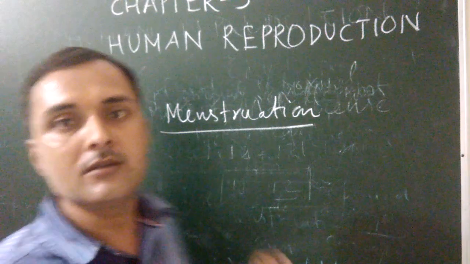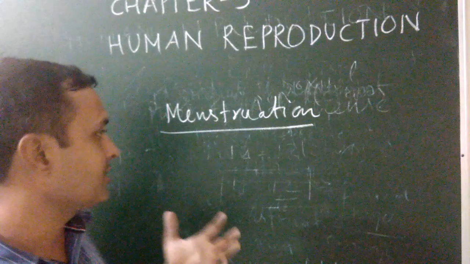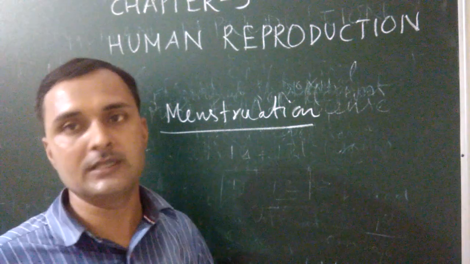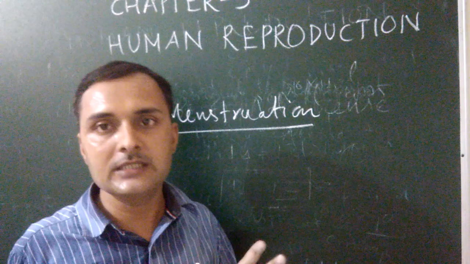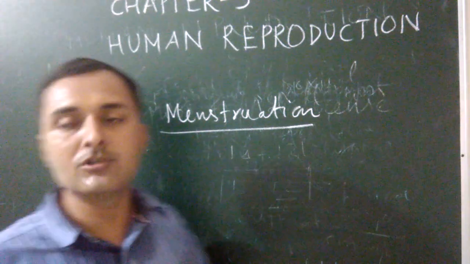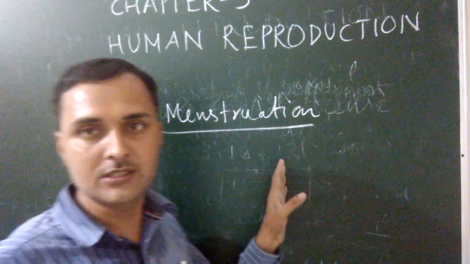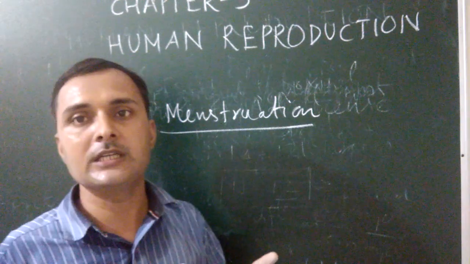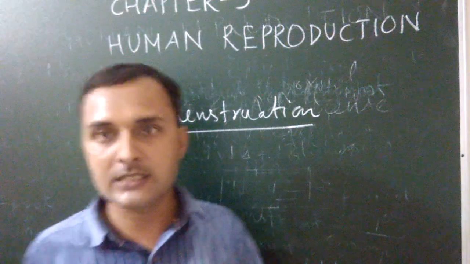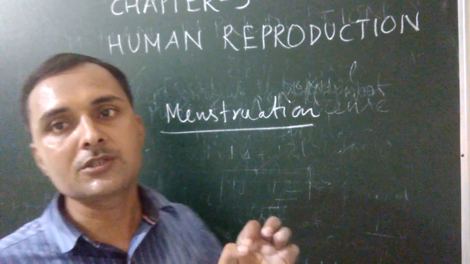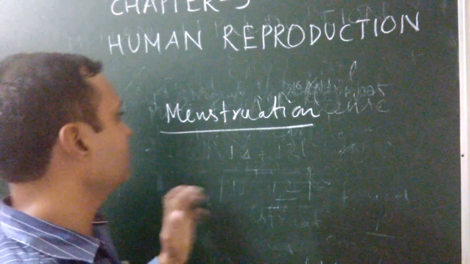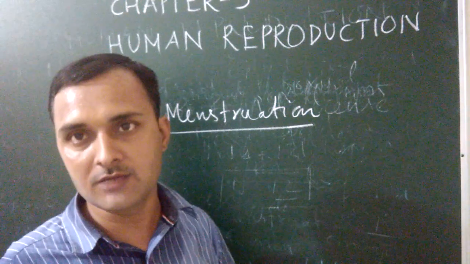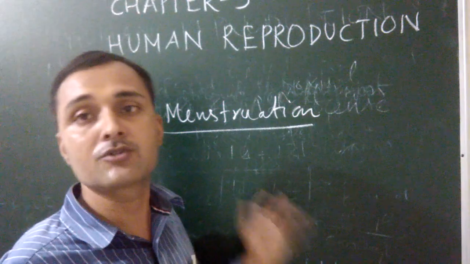In some cases, when the females become sexually mature but there is no fertilization, the wall of the uterus ruptures. As a result, the unfertilized egg is released from the female's body through the vagina. This is known as menstruation. The process by which the wall of the uterus ruptures in absence of fertilization and the unfertilized egg along with the blood comes out through the vagina is known as menstruation. Menstruation only occurs in absence of fertilization. When fertilization occurs, menstruation stops.